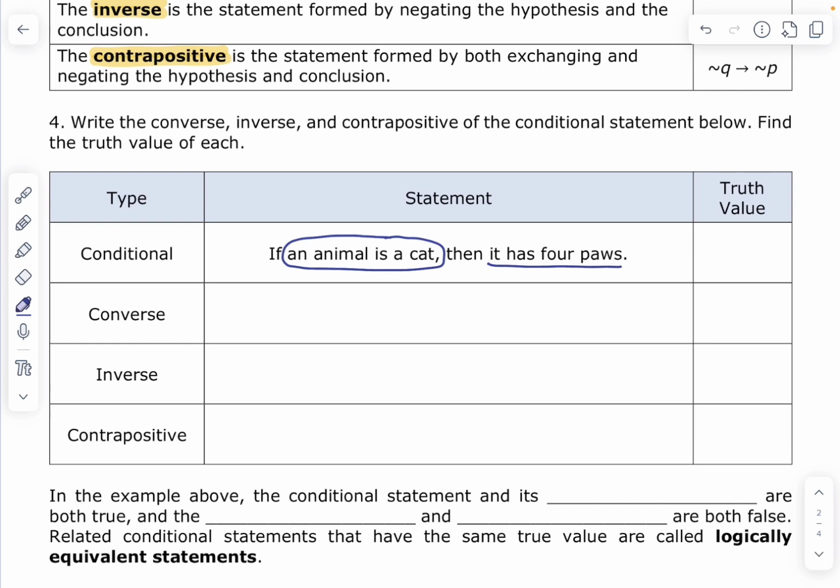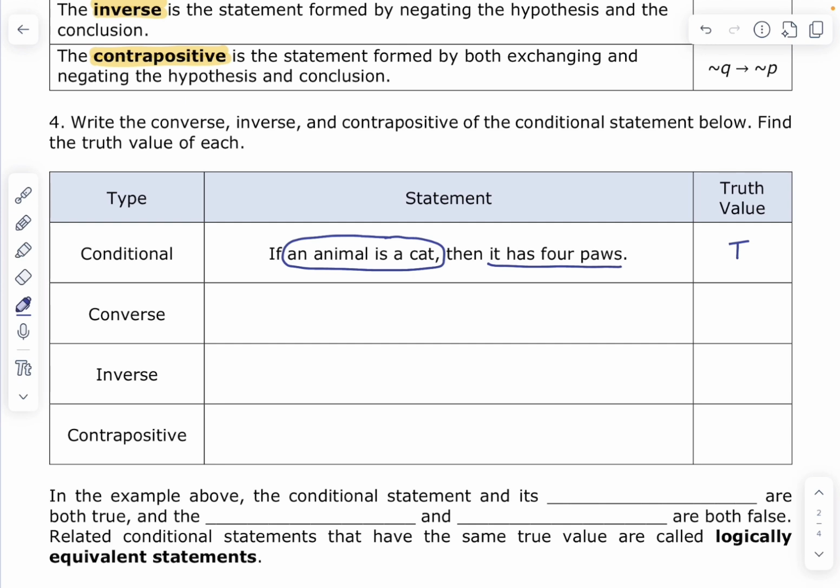Then we want to determine what's the truth value here. Is this true or is this false? So if an animal is a cat, does it have to have 4 paws? For simplicity's sake, we're just going to assume that this is a normal, average, healthy cat, and we're going to say true. Okay, if it's a cat, it has 4 paws.